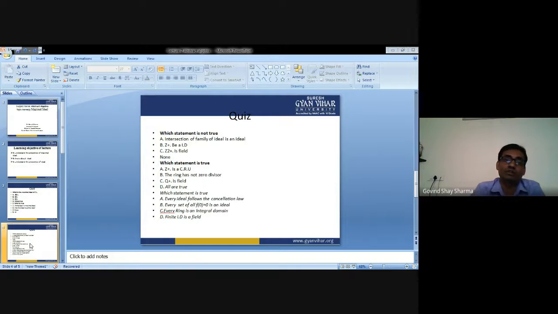Everything is an integral domain? No, it is not right, because a commutative ring with unity is called an integral domain if it is without zero divisors. A finite integral domain is a field, absolutely right. Then we can say the three options are A, B, and D. Only the C option is actually wrong.